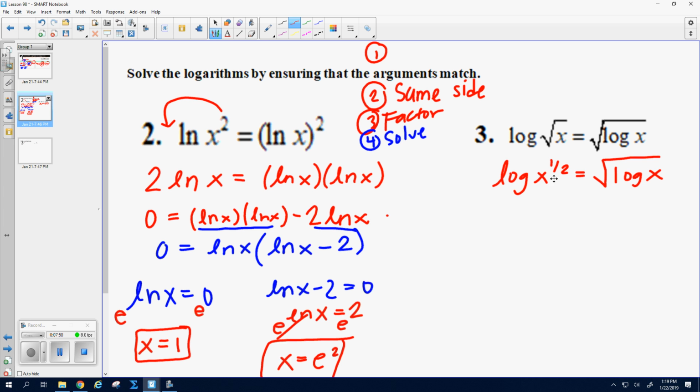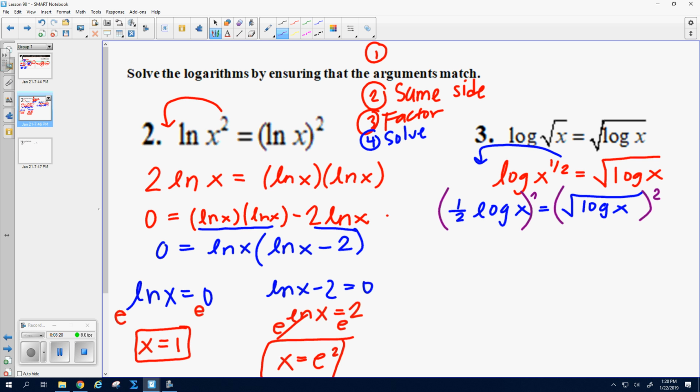All right, so what can I do with this 1/2 power now? Just like I did with the 2, I move it to the front. You have to move it to the front so that I can make arguments match. So I've got 1/2 log x, and I'm going to leave the square root of this whole entire log here. All right, I can get rid of that square root on the right-hand side by doing what? Yeah, I can square this entire thing, and it will undo the square root. That also means I have to square this entire thing.